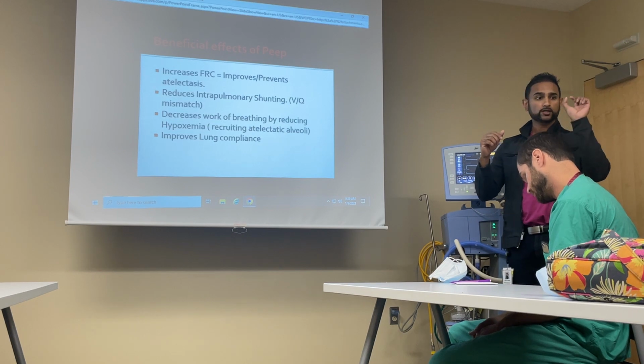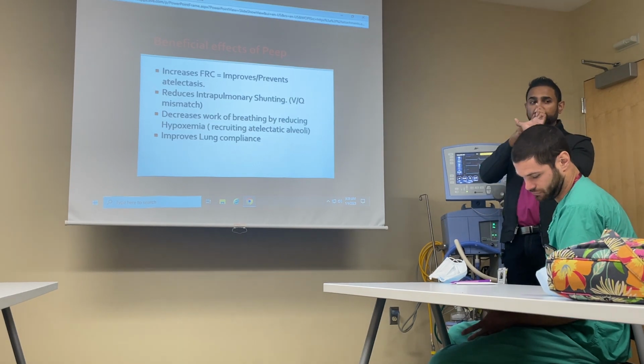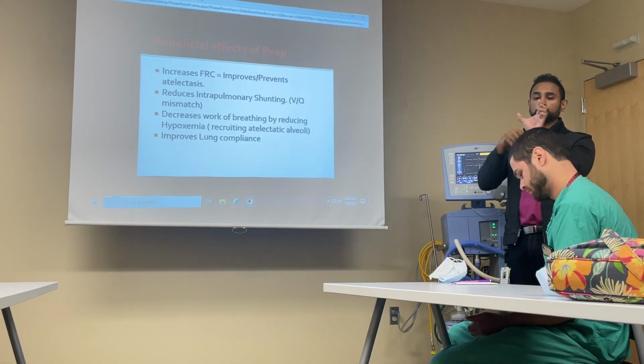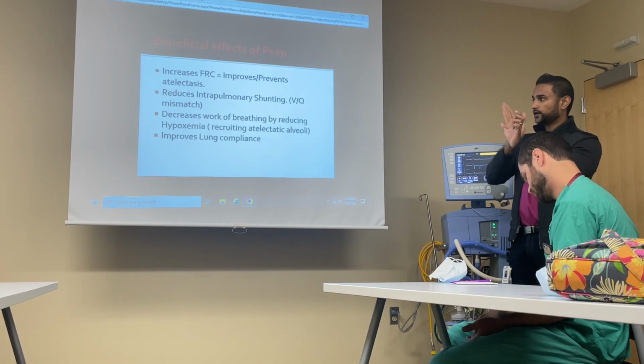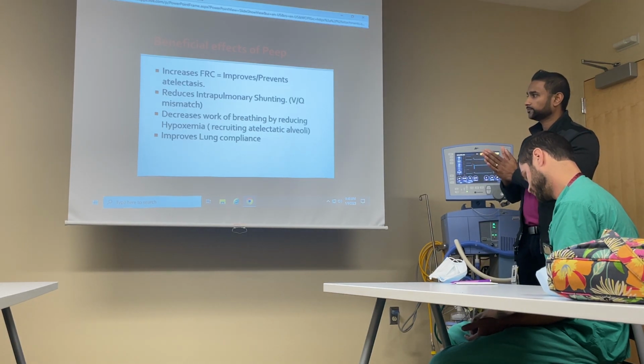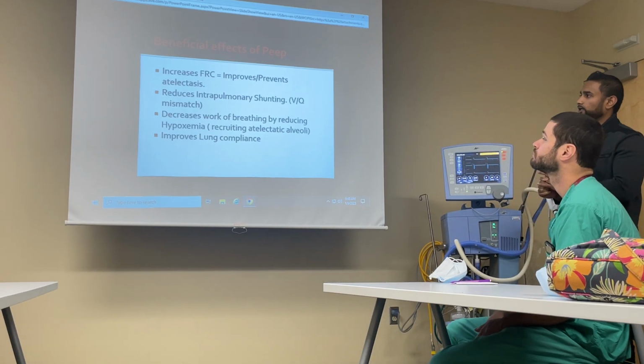So what do I do with PEEP? Increase the surface area, mobilize the secretions, whatever, turn positioning, and then I can increase the surface area and increase the distribution of gases, right? Improves lung compliance. Okay, so let's move on to the next one.